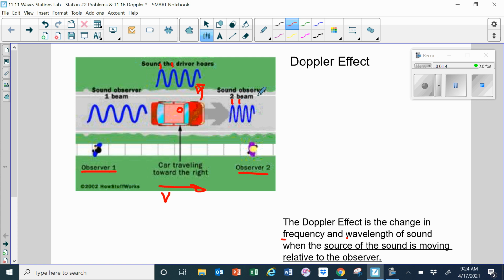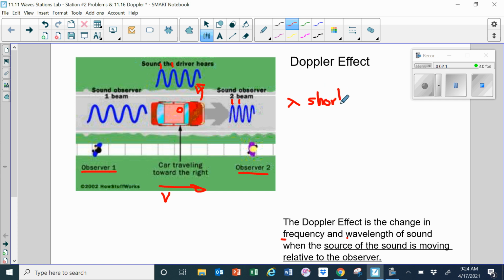Okay, so the wavelength is decreased in front of the sound. Okay, and so in a way you could say it's sort of being compressed or it's being squashed. Okay, so in front of the sound, the wavelength is shorter.